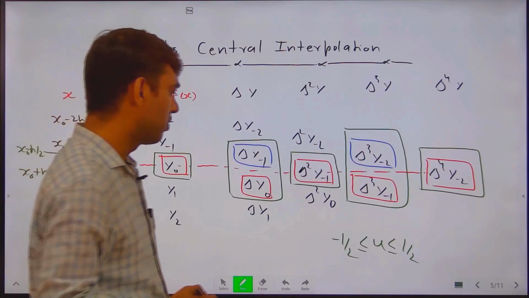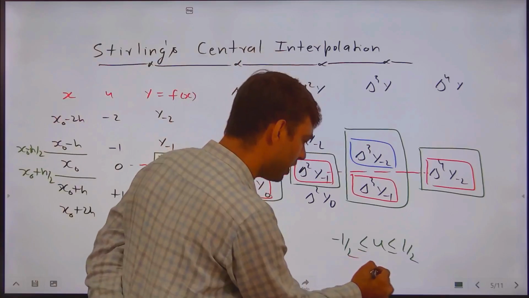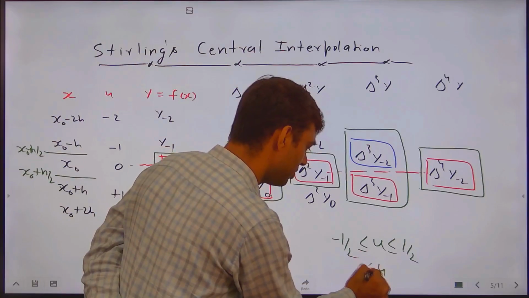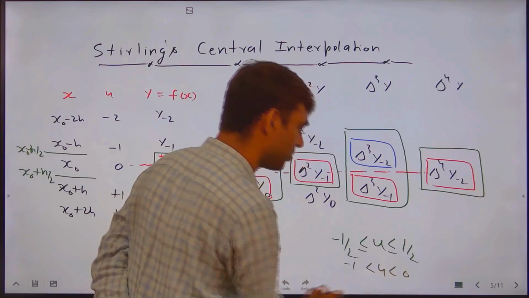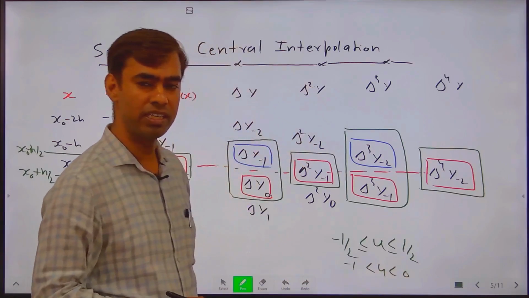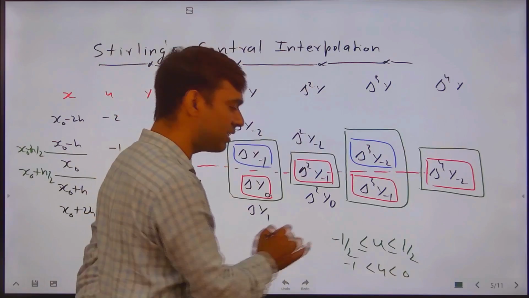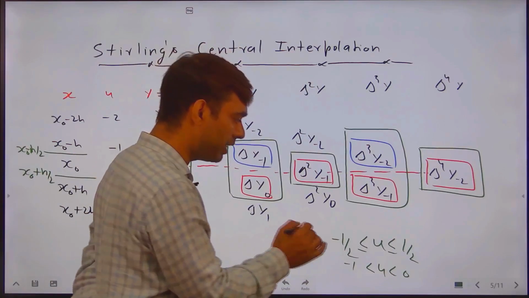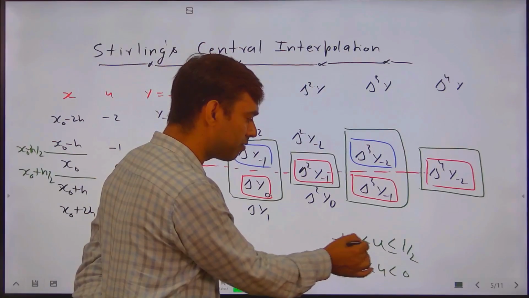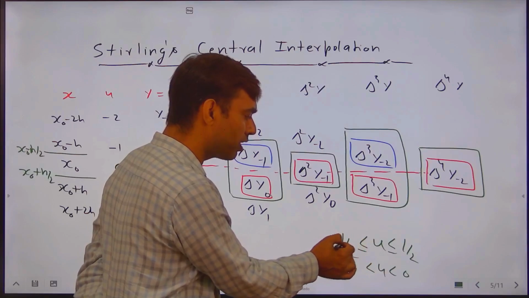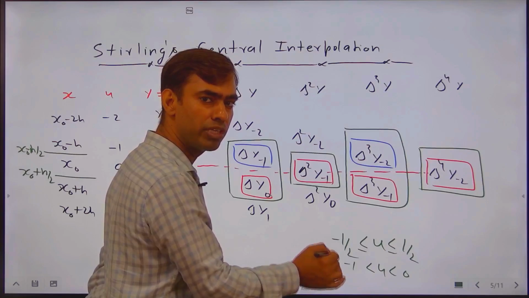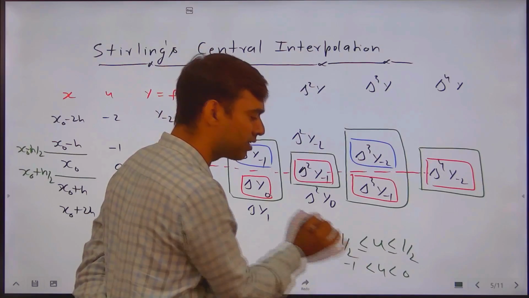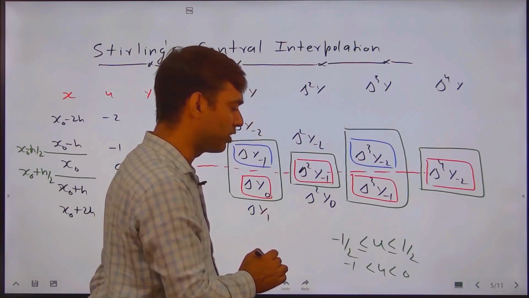Because there is one question: if u is greater than minus 1 and less than 0, then we are able to apply the Gauss backward as well as the Stirling formula. But if we apply the Stirling formula, meaning minus 1 by 2 to 0, then this gives a more accurate result in comparison with the Gauss backward interpolation formula.